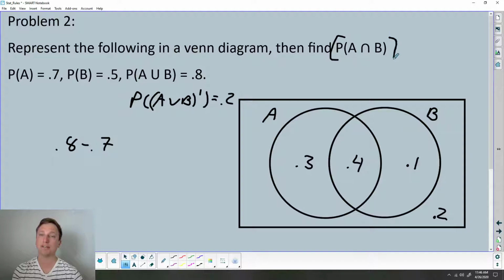So there we have our Venn diagram complete, and we can just read it now to find the probability of A intersect B, which is the overlap, and that is 0.4. So there we have it. Getting this set up is ultimately the challenge here, and then after that we just read the Venn diagram to get our solution. Both problems worked out. I hope this video helped. We'll see you soon.